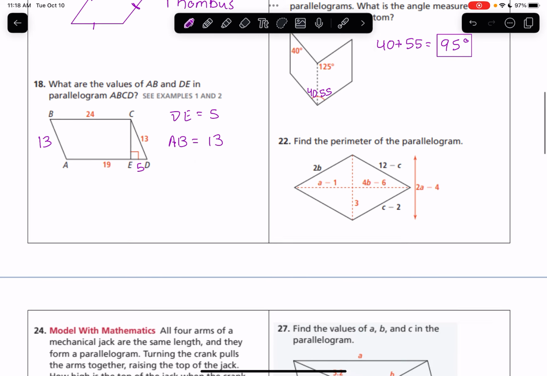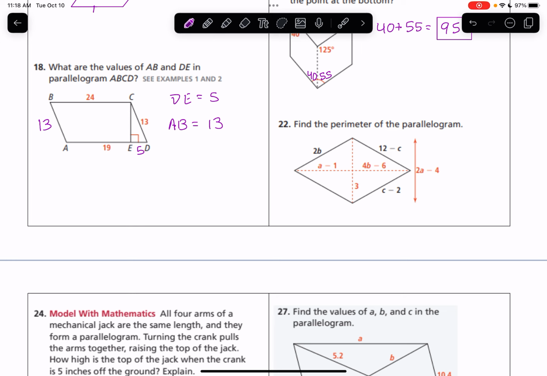All right, number 22, find the perimeter of a parallelogram. Got a few different things to do here, a few different things to find out. But I do know that a parallelogram has diagonals that are bisected. So I know that if this is 3, then the upper part is 3 as well. And I know that this whole length is the same as 2a plus 4. So I can say 6 equals 2a plus 4.